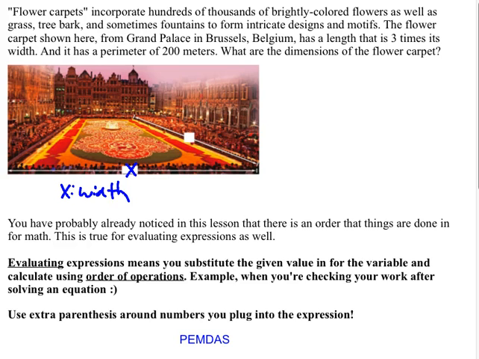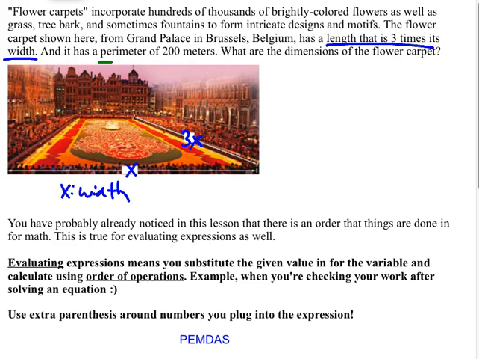However, the length we do know something about. It tells me right here, the length is 3 times that width. If the length is 3 times the width, and I'm calling the width x, the length is going to have to be 3 times x. Okay? So that's the really cool thing here: I can relate the two sides with that x that I literally just defined.